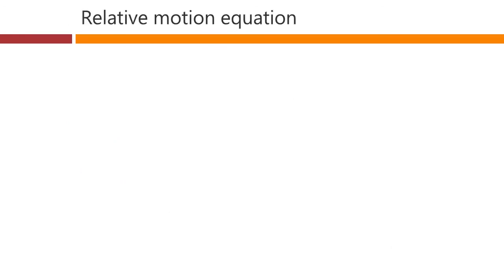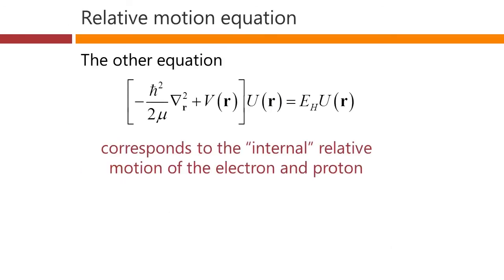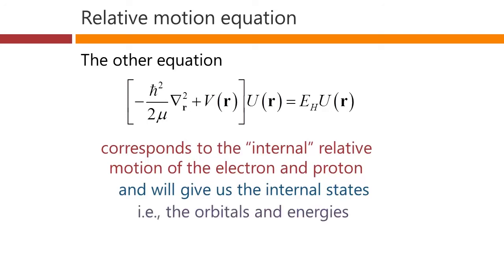The relative motion equation corresponds to what we will now start to call the internal relative motion of the electron and proton inside the hydrogen atom, to distinguish it from the center of mass motion. And it will give us what we could call the internal states of the hydrogen atom, as opposed to the ones just from the hydrogen atom moving through space. And these internal states are the ones we think of as the orbitals and the energies of a hydrogen atom itself.